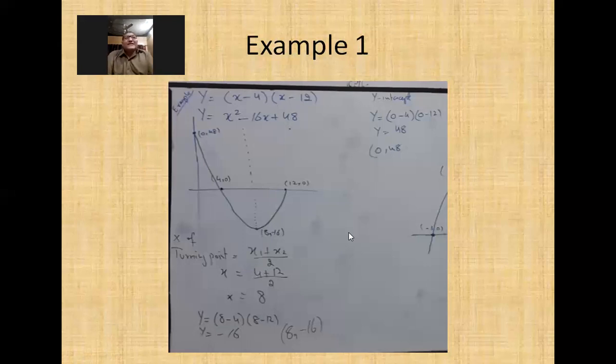Now, once I know the x-intercepts and the coordinates of the turning point, I will find the y-intercept. Whenever you want to find the y-intercept of a graph, in the original equation, in the place of x, just substitute 0. So here you can see we have substituted 0.